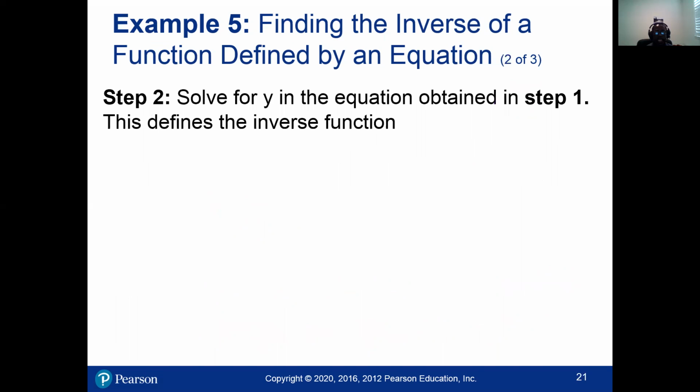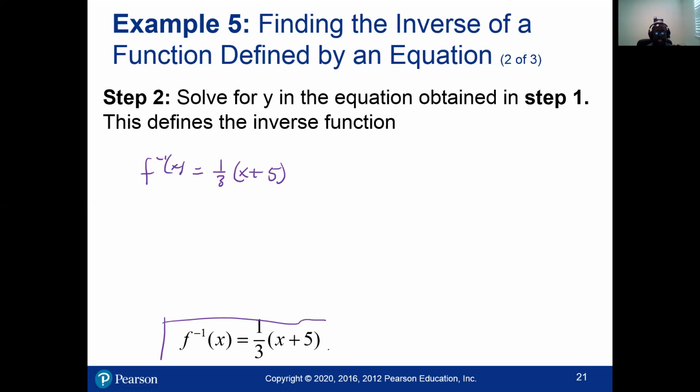We just did step 2. Let me write it: f inverse of x is equal to 1/3 x plus 5. We did this in the previous slide. I just did the example. So we have this. This is our answer.